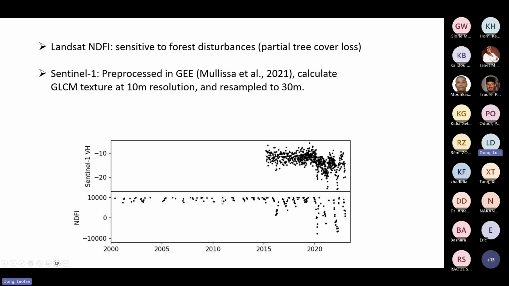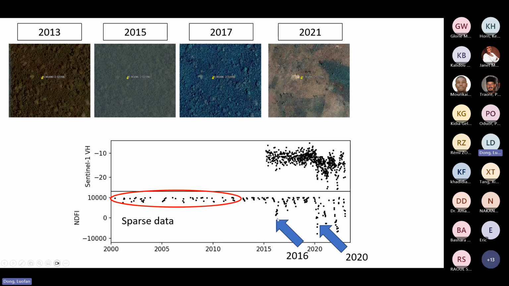Now in this figure, I show an example. I show the NDFI time series in the bottom and the Sentinel-1 VH band on the top. We can see the data density is very sparse, especially before Landsat 8, and data density is much better in recent years. We might also notice there are 2 changes. The first change in 2016, we found some decrease in NDFI, and the second change in 2021, we saw a great decrease in NDFI. After the first change, the canopy seems to recover.